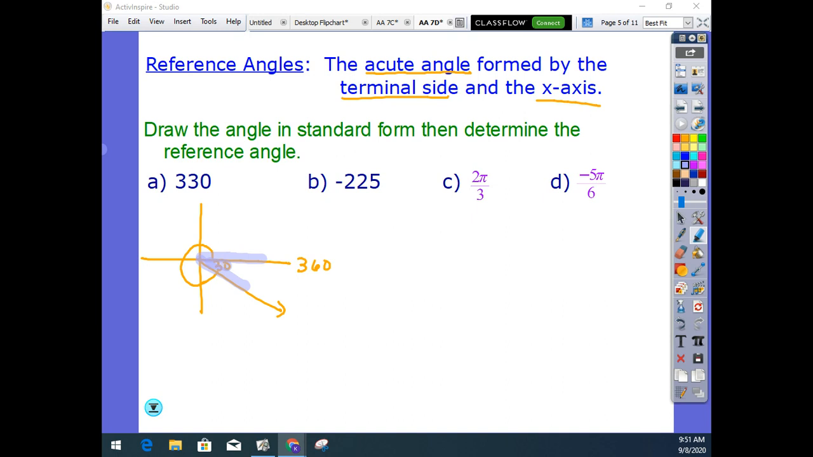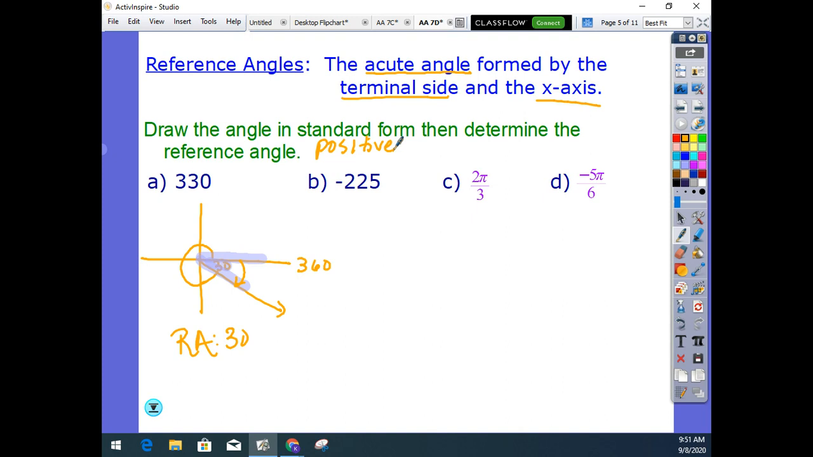Once you find your reference angle, just list it. It's this angle right here in between. It's that acute angle, and it needs to be positive.